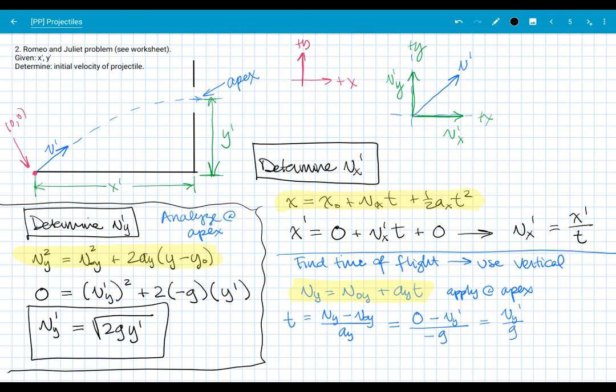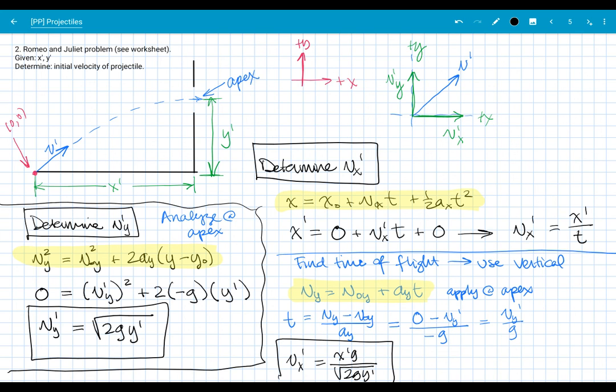Cool. So that allows me to solve for my Vx prime. So Vx prime is equal to x prime over t, right? So that'll be equal to x prime g over square root 2 g y prime. And I'm getting that because Vy prime is equal to square root 2 g y prime. Cool. So now I actually have the x and y components of my initial velocity.